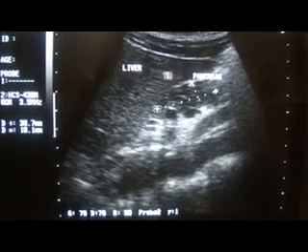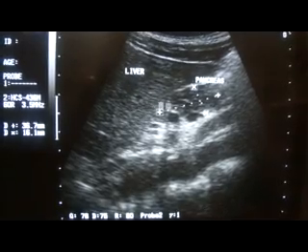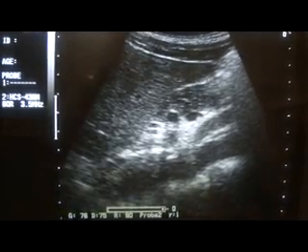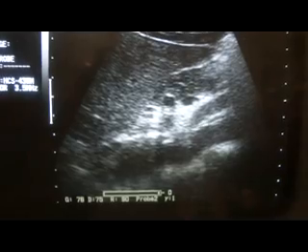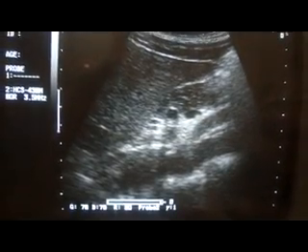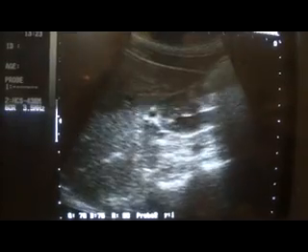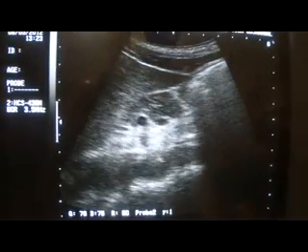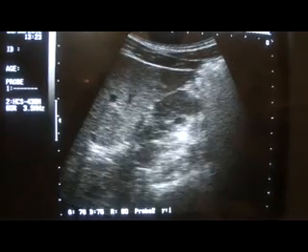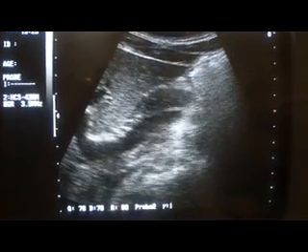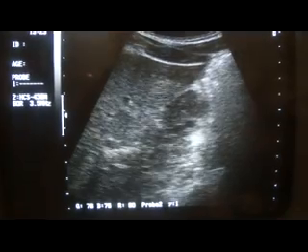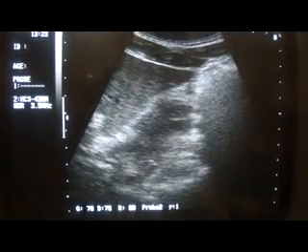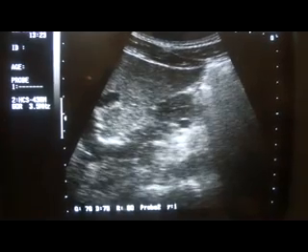Slight pressure may be required, mild pressure, and when you angle the probe towards the patient's head, you will lose the splenic vein and you will be seeing the splenic artery in place of the splenic vein. So remember, here with little pressure you will see the splenic vein, and if you angle the probe anteriorly, superiorly or cephalad, then you will see the splenic artery and not the splenic vein. Be careful about this.